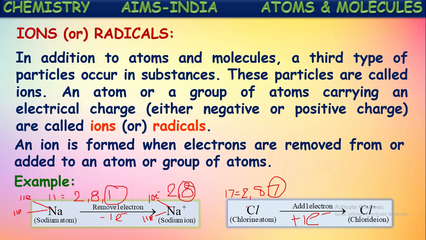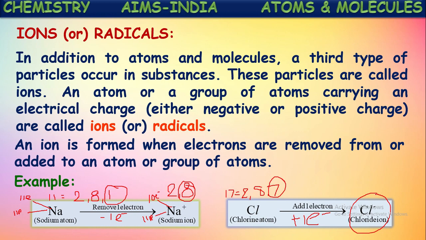Initially there are 17 electrons, 17 protons. But by the gaining of 1 electron, the number of electrons becomes 18, whereas positive charges are only 17. So 1 unit of extra negative charge is there, that is represented with the minus symbol in its superscript at the right side. So this Cl minus ion is called chloride ion or chlorine ion.